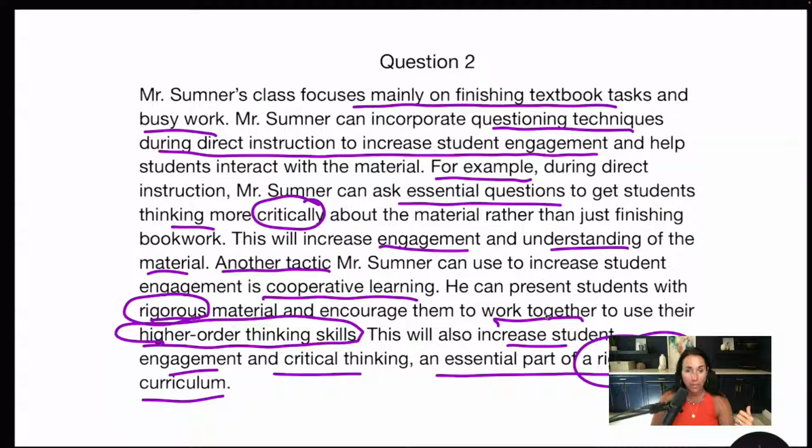So using those good words, making sure we hit the tasks, satisfying both bullets, letting the grader know this is the first thing, this is the second thing, using words like, for example, to let the grader know or to signal that we are going to get more specific, all of that is going to help you gain those points on the constructed response, all right?